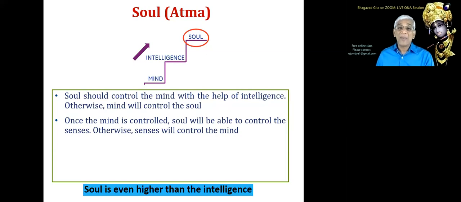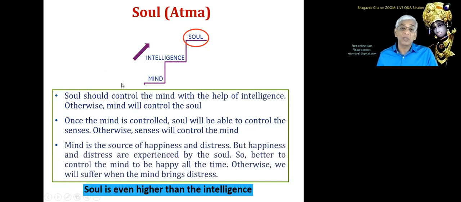Once the mind is controlled, then the soul will be able to control the senses. So in order to control our senses, first we need to control our mind. If we don't control our mind, then we cannot control our senses, and the senses will control the mind. The mind will always be controlled either by the soul or by the senses. So we need to be very cautious, and we should control the mind and make it our best friend so that we can control the senses.